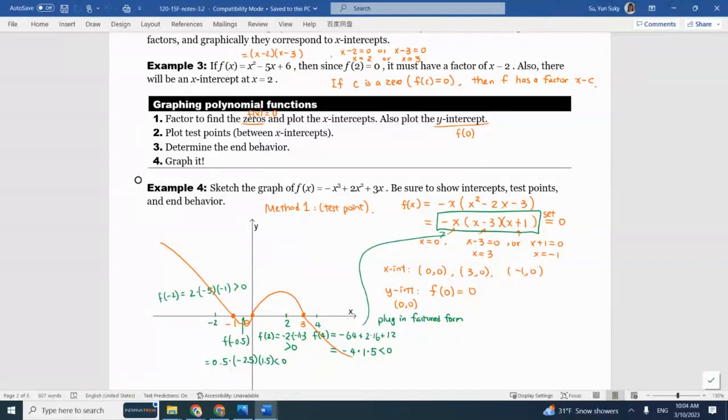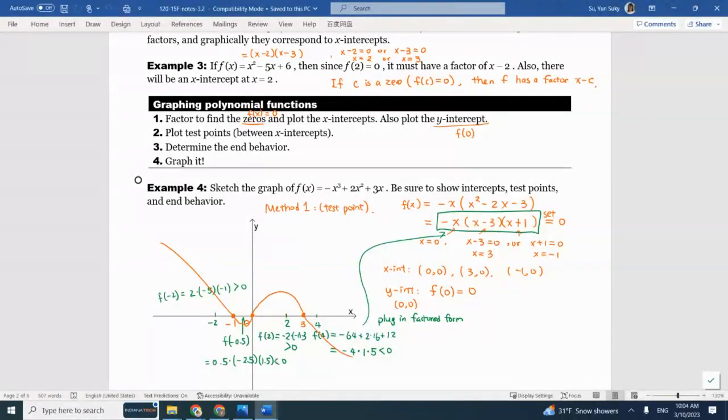So f of 2, plugged into the factor form, is positive. So we know the function lies above the x-axis. Here we pick negative 0.5, and you see positive, negative, positive. So the answer is negative, so below the x-axis. And then for this piece, we plug negative 2 into the factor form. We get positive, negative, negative. The 2 negatives make it positive. So therefore, our f of x is above the x-axis.